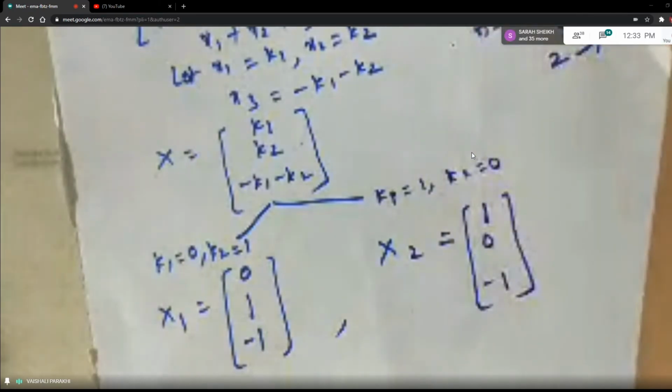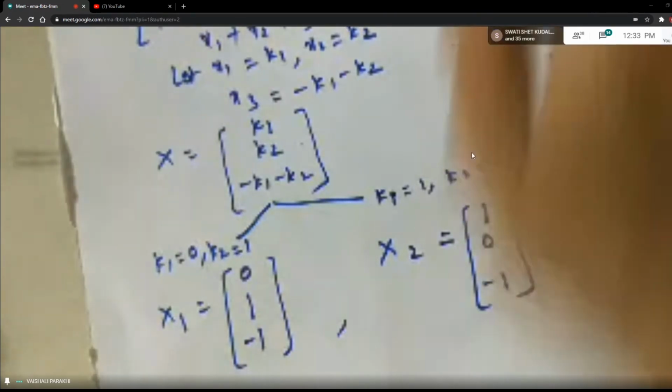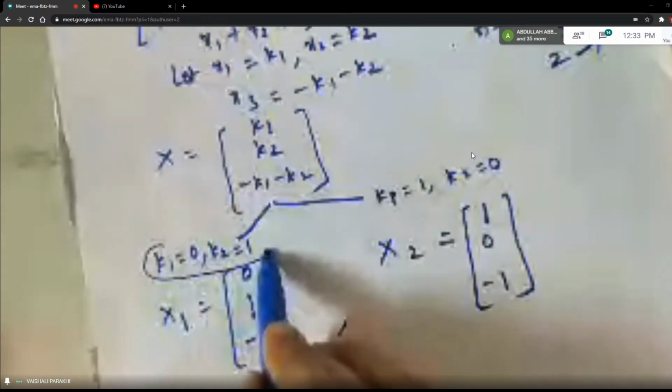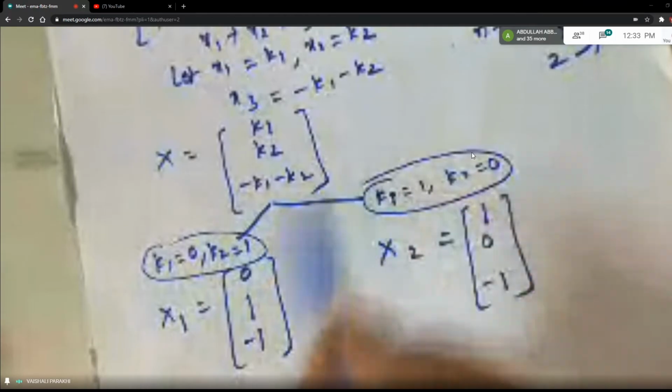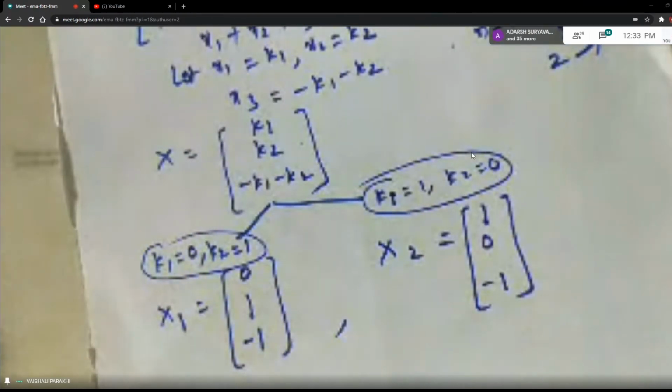So I'm getting 2 eigenvectors in a single step. Why is it so? Because the eigenvalue is repeated twice. Okay, all of you understood what I did here? Whenever the situation comes where the equation is the same, you have to choose any 2 variables as K1, K2, get x3 in terms of K1, K2, and choose your own values for K1 and K2. So these are 2 eigenvectors, x1 and x2.